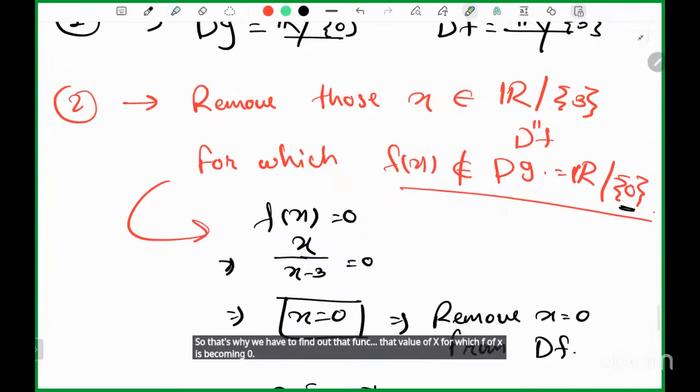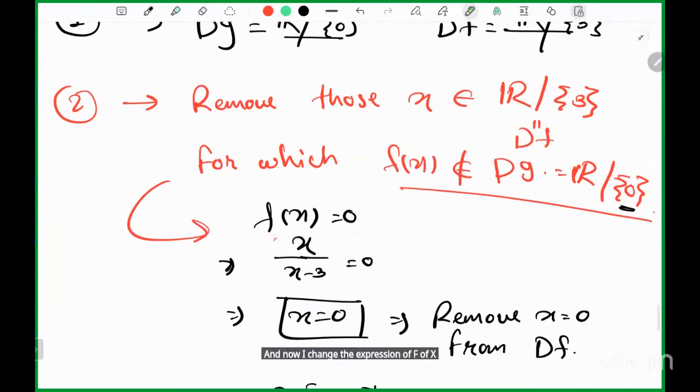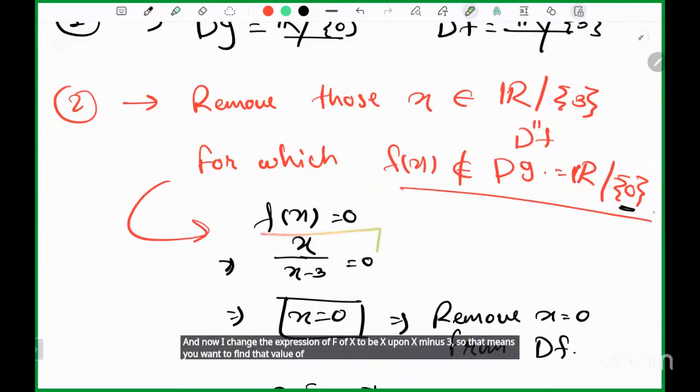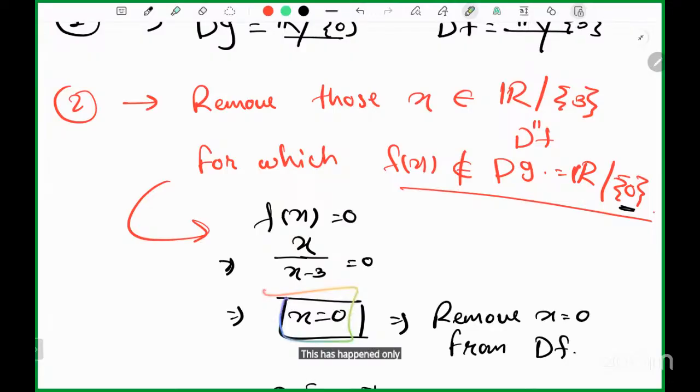Now I change the expression of f of x to be x upon x minus 3. So you want to find the value of x for which x upon x minus 3 is 0. But this happens only when x is equal to 0.